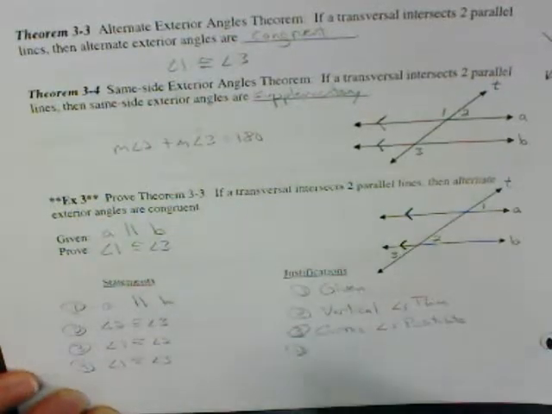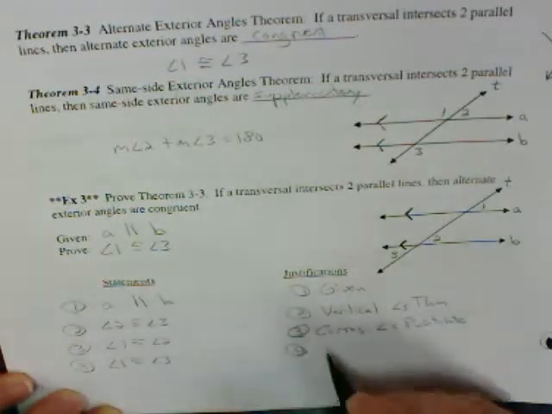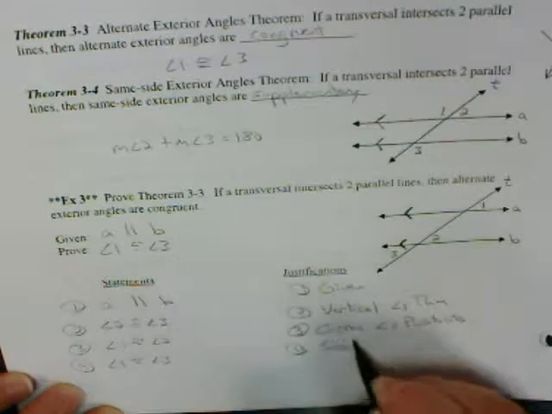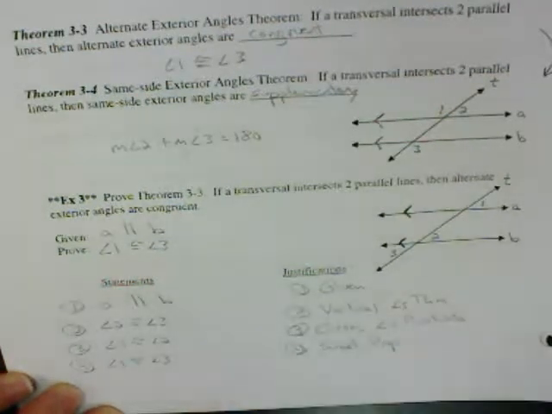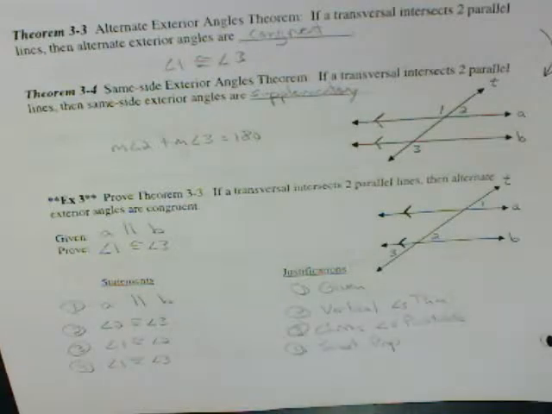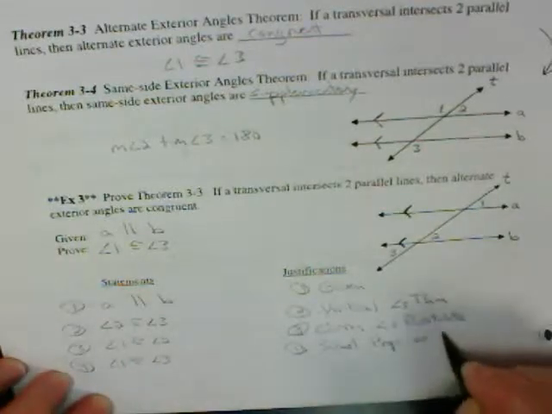And what we just used there is the substitution property, because we got rid of angle 2 and replaced it with something we know was equal to it. So that was the substitution property. Or you could have also used the transitive property there. Whatever you like.